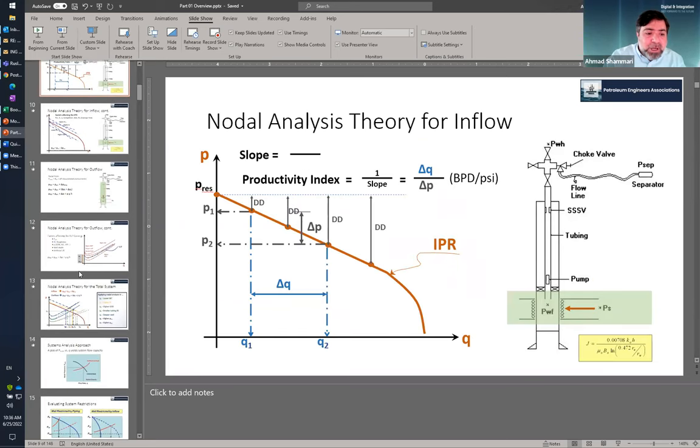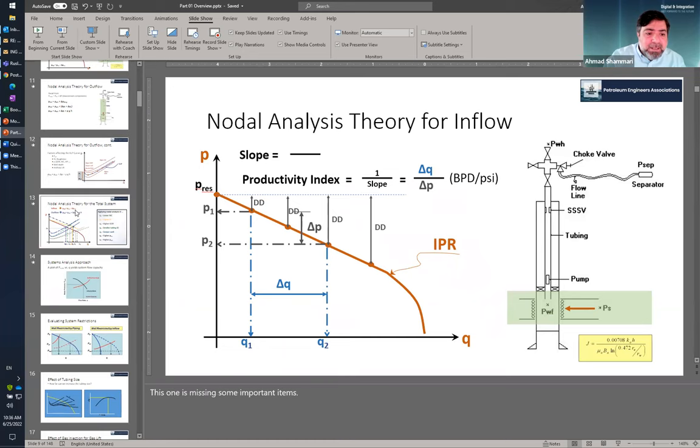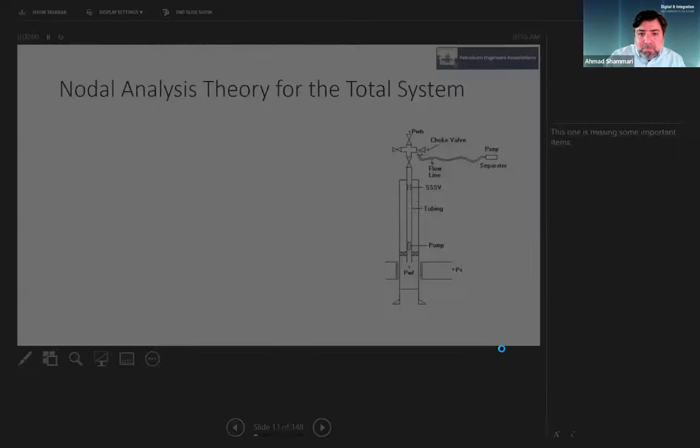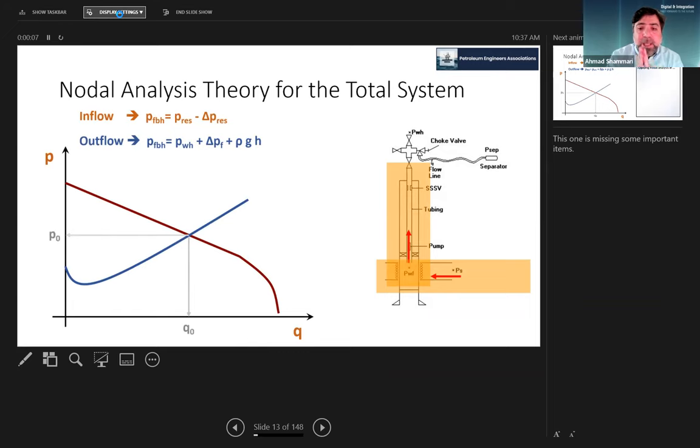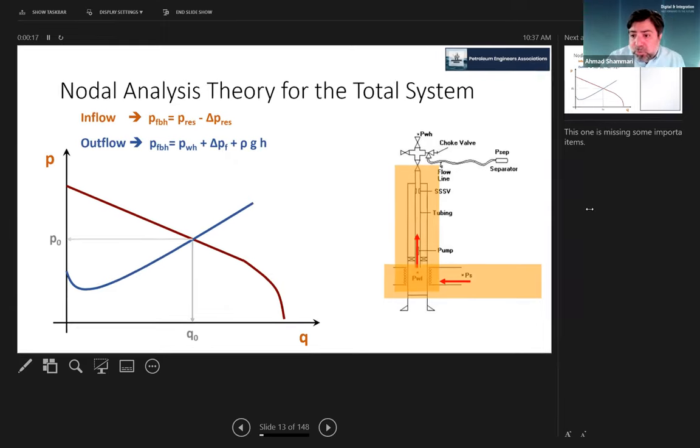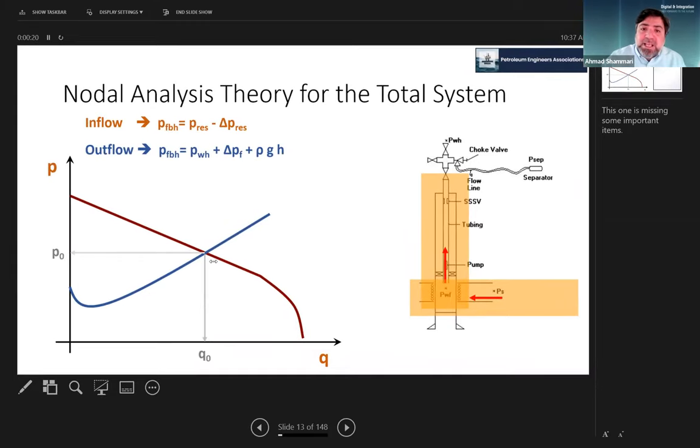We talked about inflow and outflow, if you remember, okay? You need to know which parameters affect the inflow and which parameters affect the outflow, right? So we said that the inflow represents the effect of changing the reservoir parameters on the bottom hole pressure. Again, y-axis is the bottom hole pressure, x-axis is the flow rate. So this is the inflow. So P bottom hole equals P reservoir minus delta P in the reservoir.